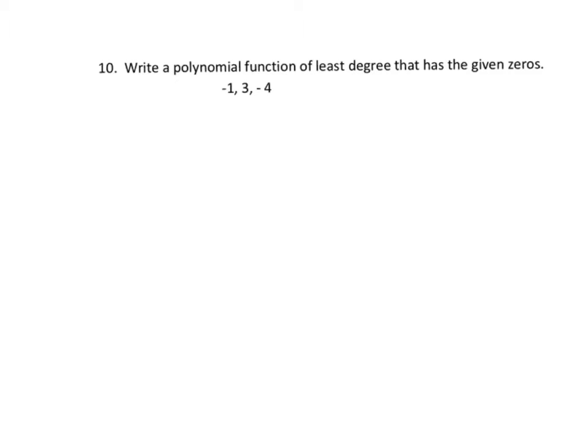So when you're doing this, if you are just given the zeros and you're not given a specific point that it has to go through, then you can kind of pick any a value that you want. When we set these up, we set them up like this, where we have a to represent our leading coefficient, and then we have a factor for each zero.